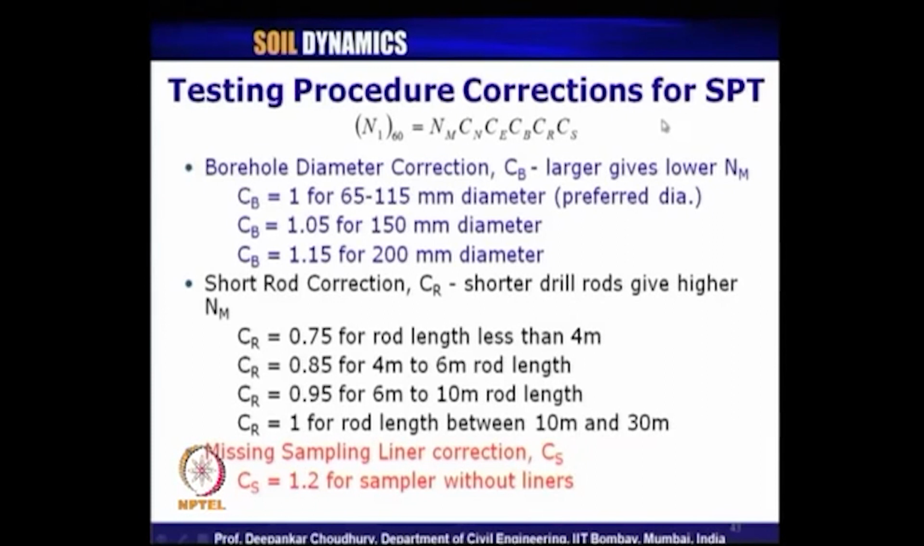And the liner correction factor or sampler correction factor CS is equal to 1.2 for sampler without liners. So, if you use liner, no correction is required, it is 1. With liners no correction, without liners we have to use 1.2.